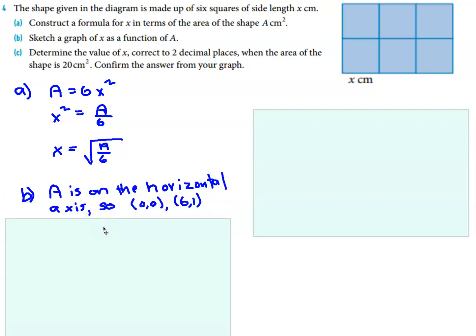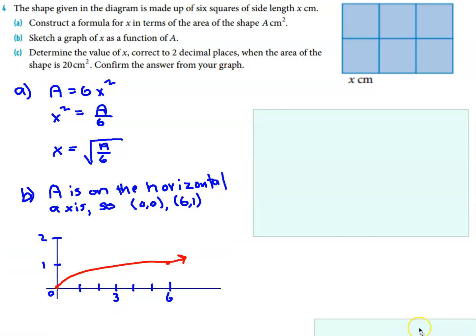Okay, so a is on the horizontal axis. So notice in this case, x is actually vertical, not horizontal, which is unusual. So let's get a couple of points that actually lie on the graph. So when a is 0, x is 0. And when a is 6, we get 6 divided by 6, which is 1. Square root of 1 is 1. So that gives us 2 coordinates that lie on the graph. And there's my beautiful sketch just there. So it passes through 0, 0, and it also passes through the point 6, 1.